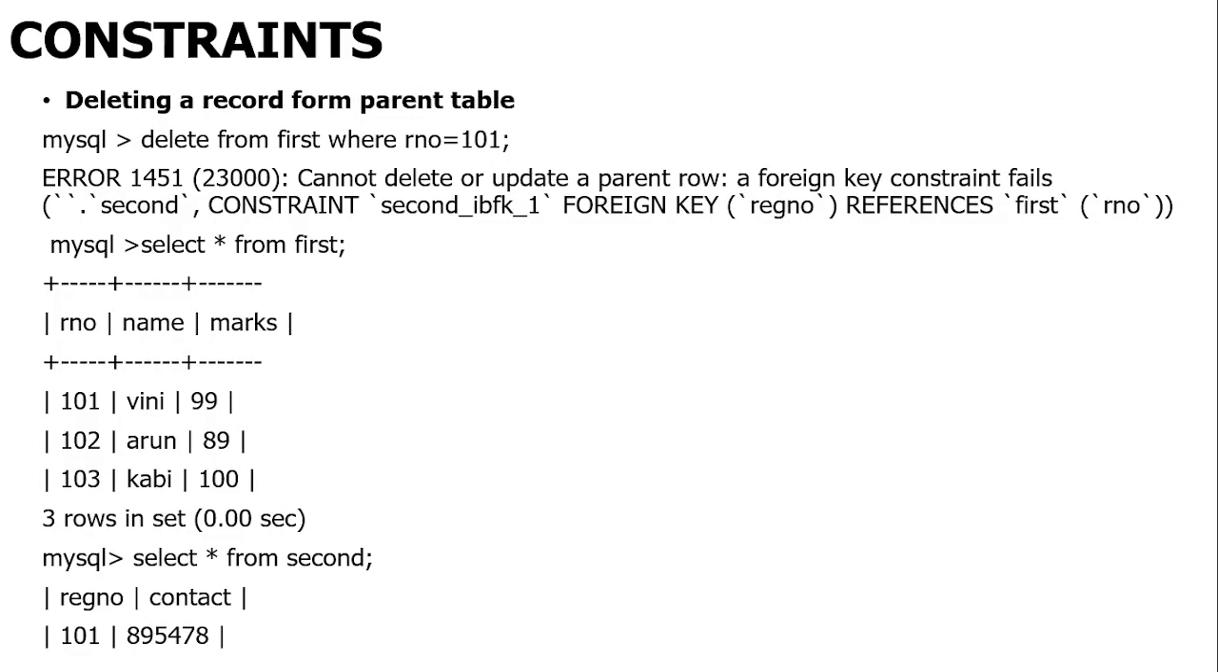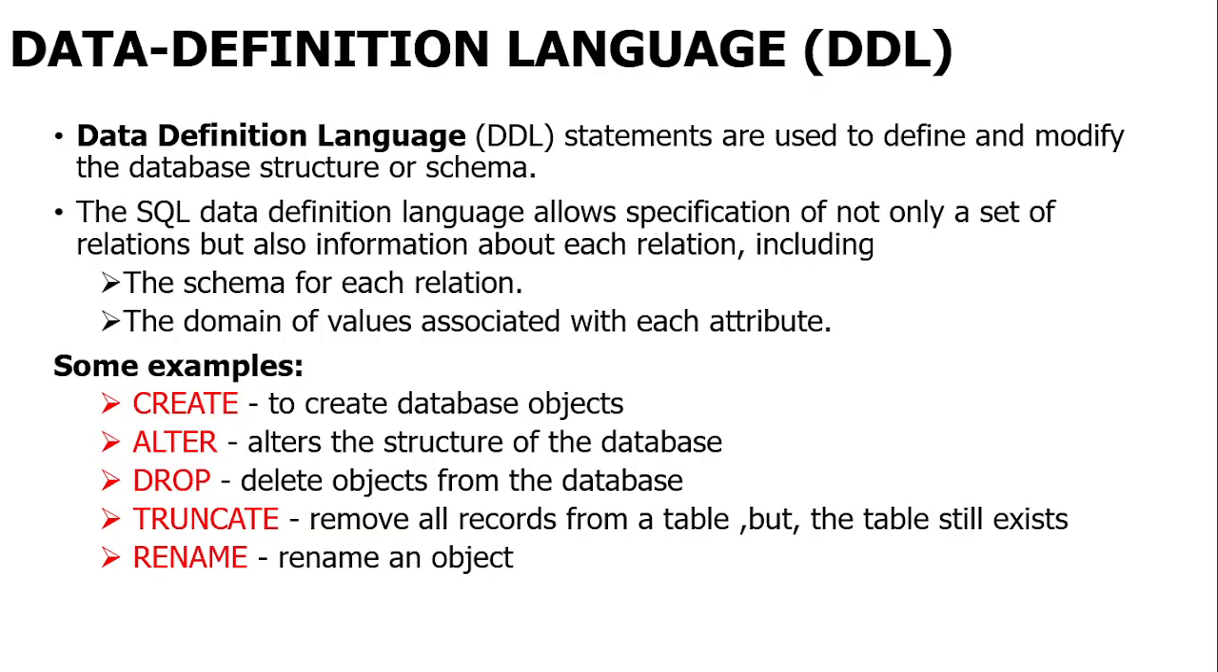So delete from first where R number equal to 101. Cannot delete or update a parent row because there is foreign key constraint. First you should delete in your second and then you are supposed to come and delete in your first. So after deleting 101 from second, only then you can delete from the first.